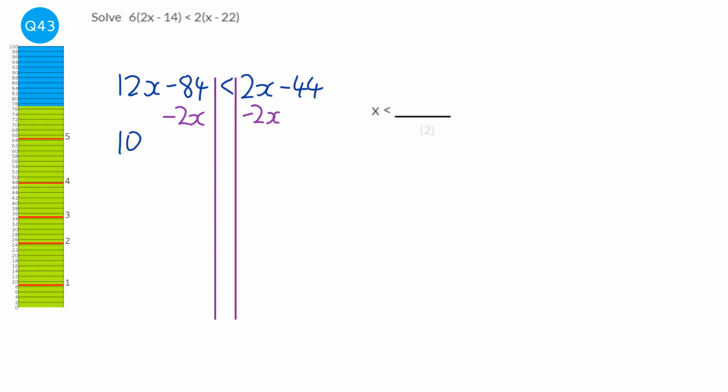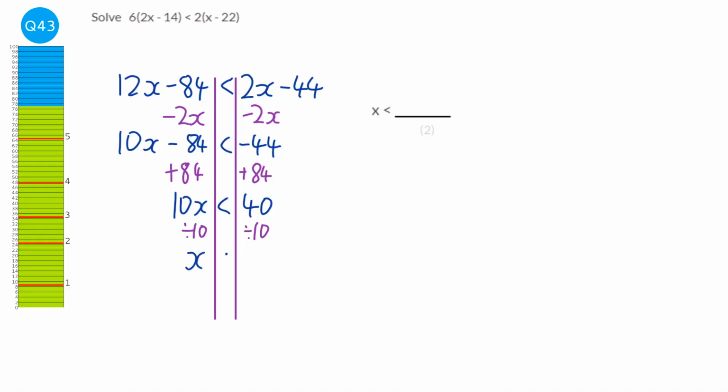And so that'll give us 10x minus 84 is less than minus 44. So we've got minus 44 there, but that won't be a problem because we're going to add 84 to both sides. And so we've got 10x is less than 40. And then we're going to divide both sides by 10 to get what x is less than, and that would be 4. So our answer is x is less than 4.